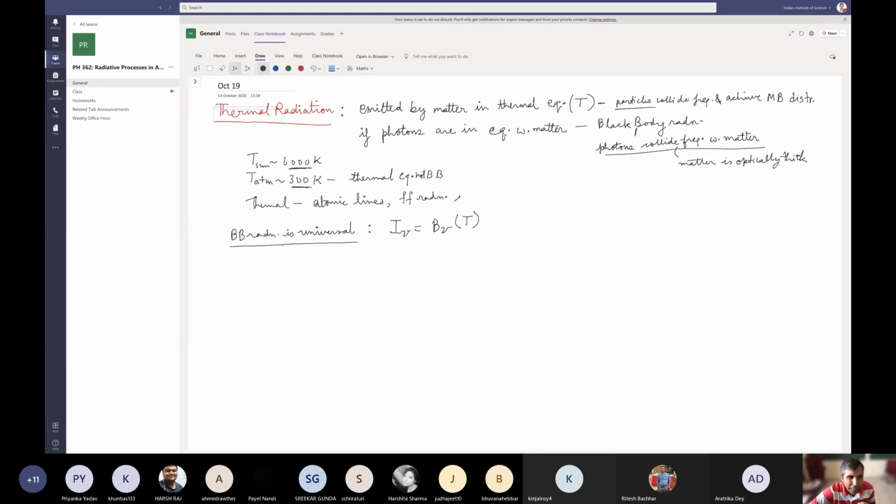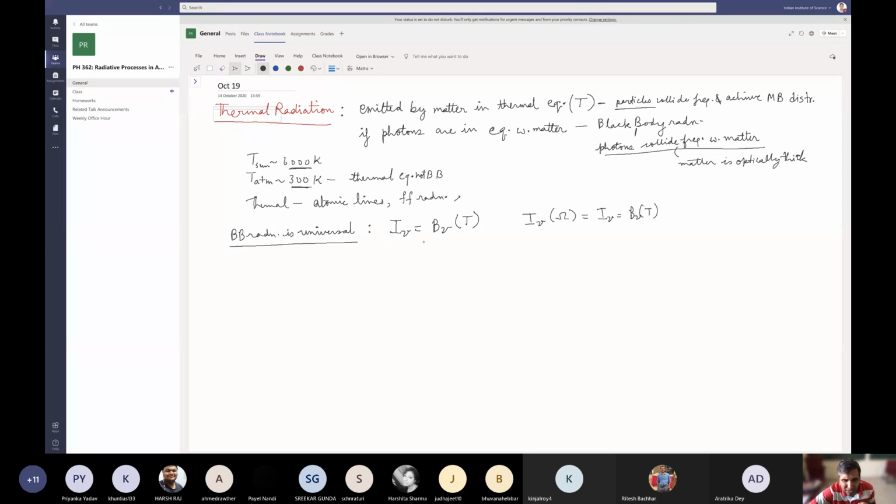Black body radiation is universal. It only depends on temperature. It is also isotropic. The specific intensity for a black body does not depend on the direction of photons. So I nu is B nu, which is only a function of temperature.